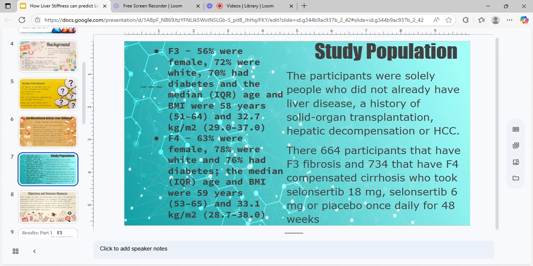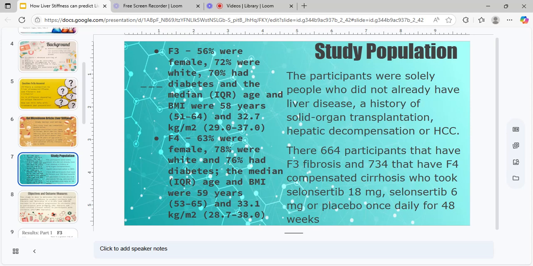There were 664 participants that have F3 fibrosis, and 734 that have F4 compensated cirrhosis, who took a serotype, which is pretty much just an indicator or like an activator of seeing like how severe the cirrhosis is, which is 18 milligrams of that. And then serotype 6 milligrams, or a placebo once a day for 48 weeks. And they also did another test for 96 weeks. And that was more just a checkup to see if any of the results changed.